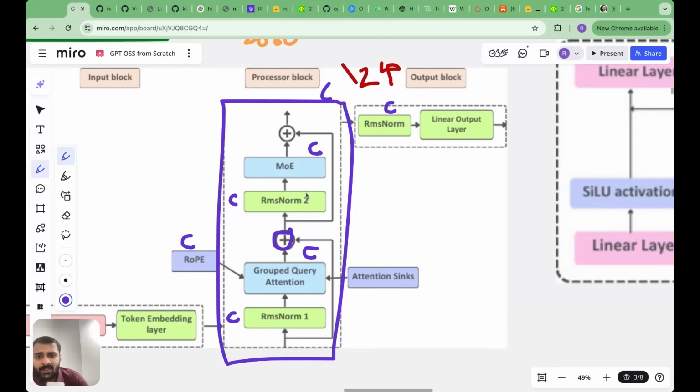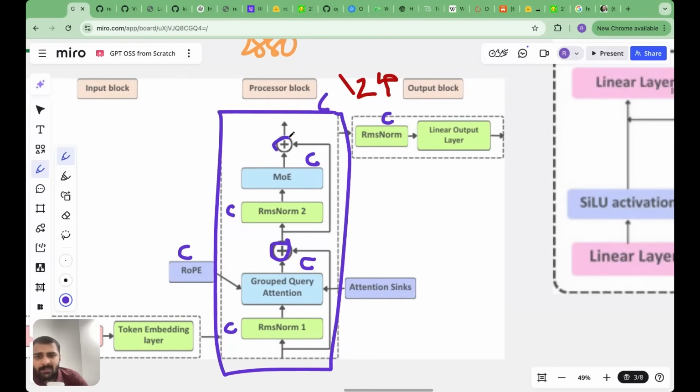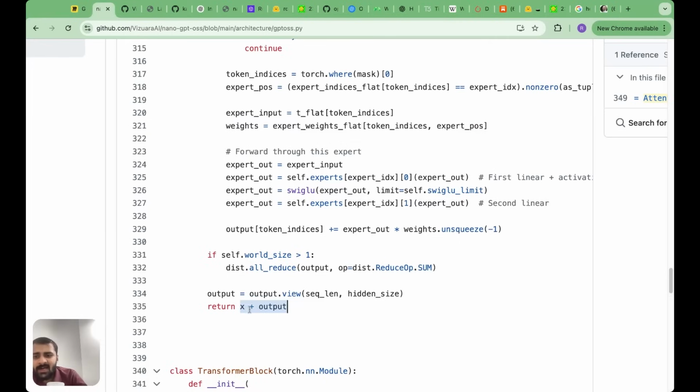That's the shortcut connection. The shortcut connection I did not explain to you. It essentially makes sure that we don't have the vanishing gradient problem. It gives an alternate path for the gradient to flow. So this has been added here itself.